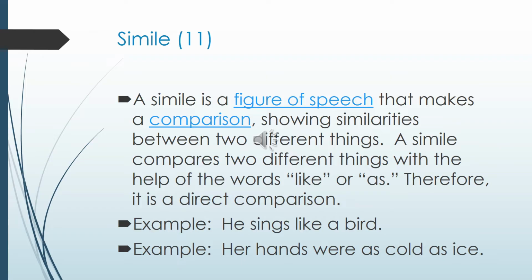A simile makes a direct comparison showing similarities between two different things. It uses the words like or as. Here's an example. He sings like a bird. His singing sounds like a bird singing. Her hands were cold as ice. Her hands are cold, ice is cold. Direct comparison.